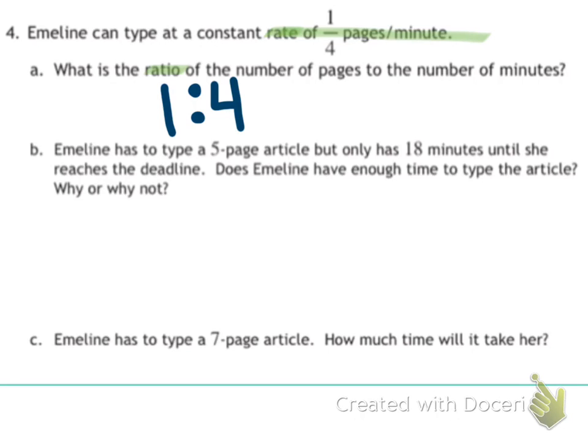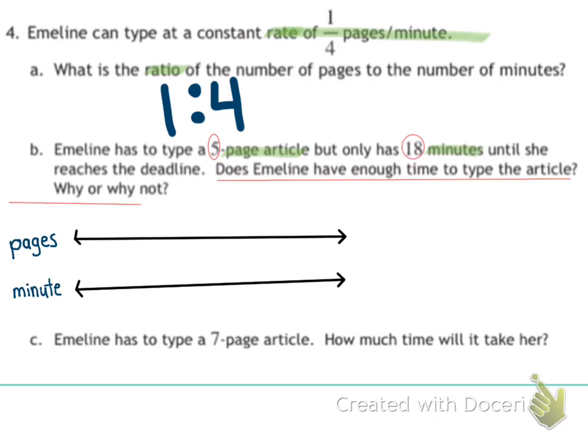Now for part B, I need to answer. Emmeline has to type a 5-page article, but only has 18 minutes until she reaches a deadline. Does Emmeline have enough time to type the article? Why or why not? So let's take a look at what it's asking. We know it's a 5-page article, and she has 18 minutes, and we want to know if she has enough time. I'm going to solve this problem by using a double number line. You can use the tape diagram or table if you prefer, again, use whatever method you prefer.